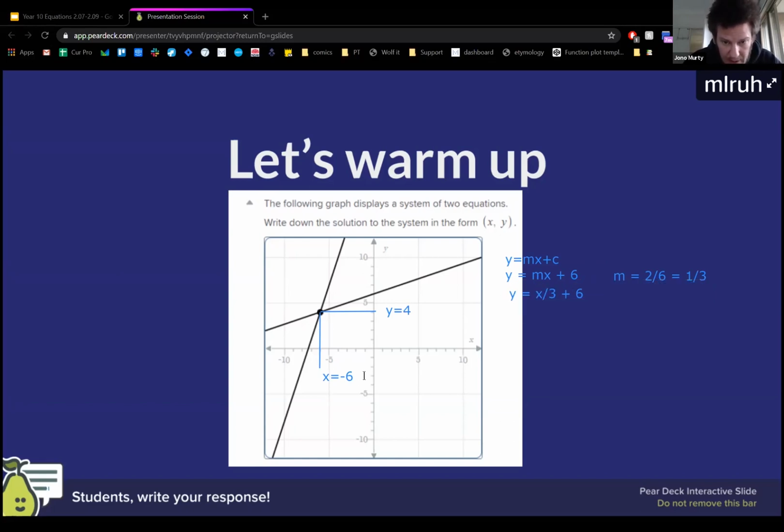And this one here, it's very hard to see the y-intercept in this case. Let's not worry about that one. We don't need to do it. Moving on.